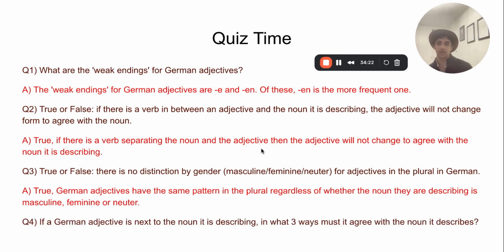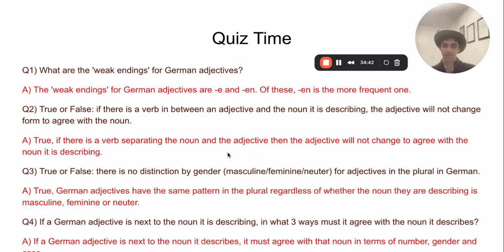And lastly, number 4, if a German adjective is next to the noun it's describing, in what 3 ways does it have to agree with the noun it describes? So what 3 things do you have to think of there? Okay, I'll reveal the answer for this now too. Those 3 things are the number, so whether the noun is singular or plural, the gender of the noun, if it's masculine, feminine, or neuter, and the case of the noun, so whether it's in the nominative, accusative, genitive, or dative case. If the German adjective comes next to the noun it's describing, and they're not separated by a verb, you have to think through all of those three things.